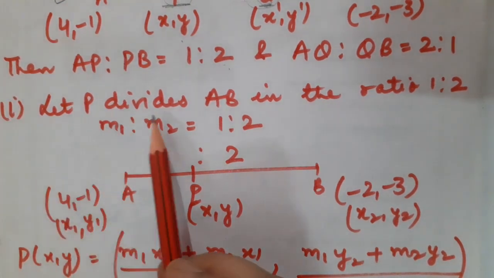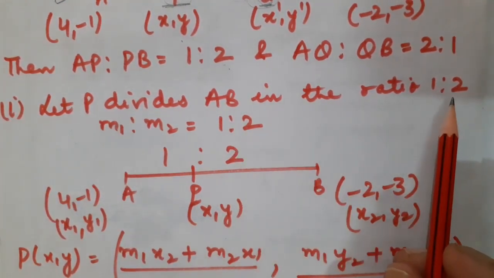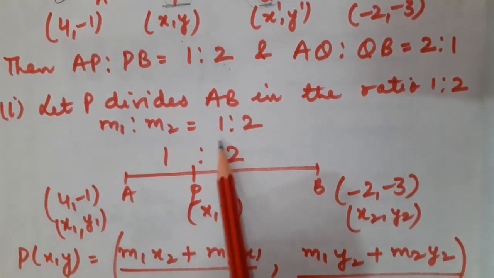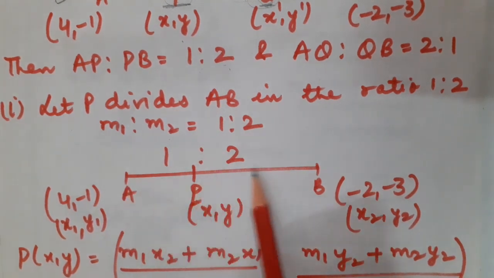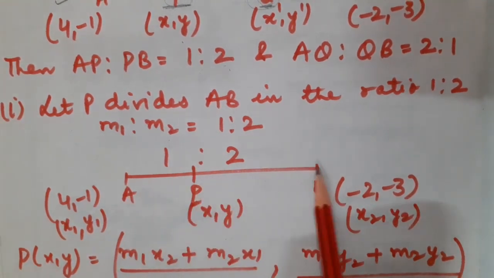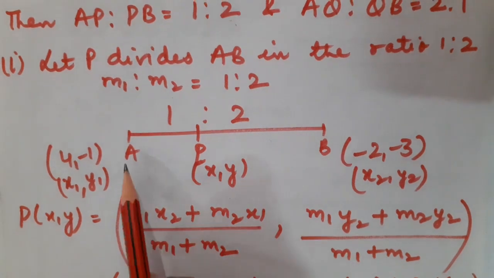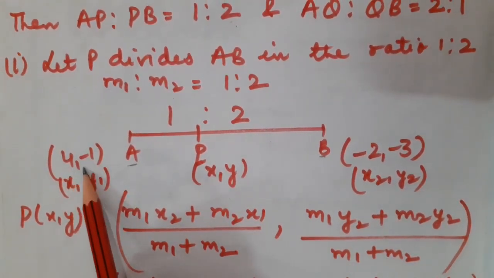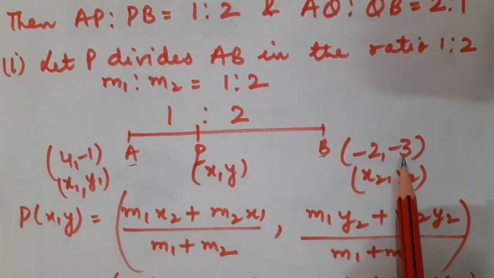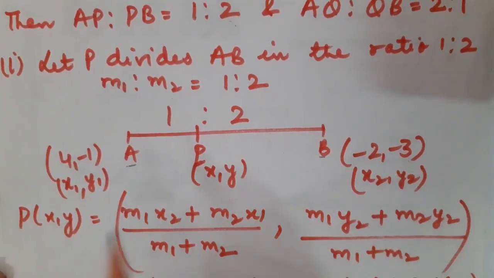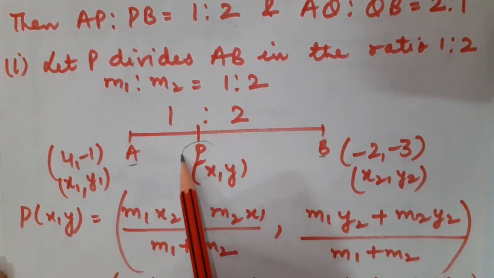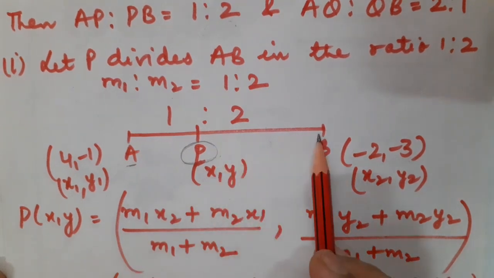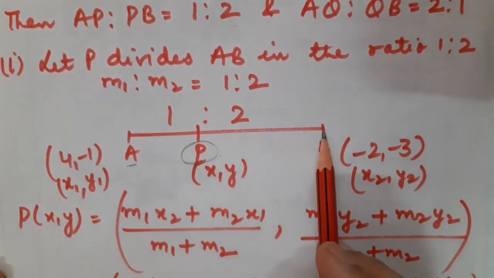Okay, now first of all, we are going to calculate the coordinates of the point P. So let P divide AB in the ratio 1:2, which I have just explained. So M1 ratio M2 will become 1:2. For that, children, I am going to draw the line segment once again for your convenience. I will have the AB line segment given, whose coordinates I know, that is (4, -1) and (-2, -3). And now I am going to calculate the coordinates of point P, which divides this complete line segment in the ratio 1:2.